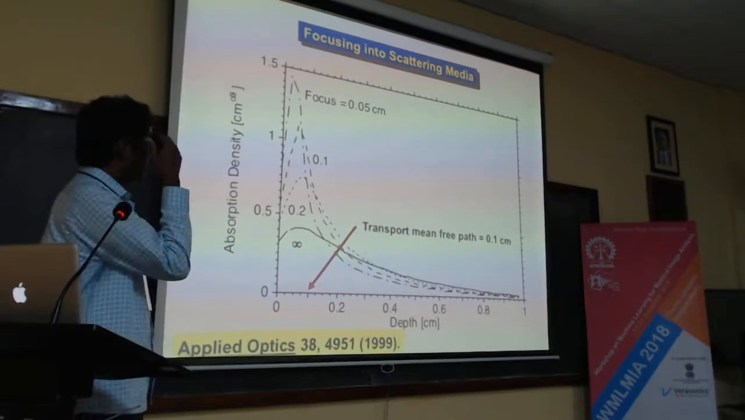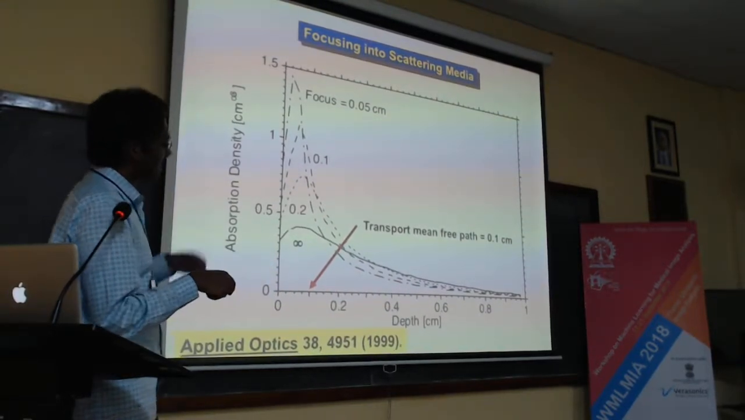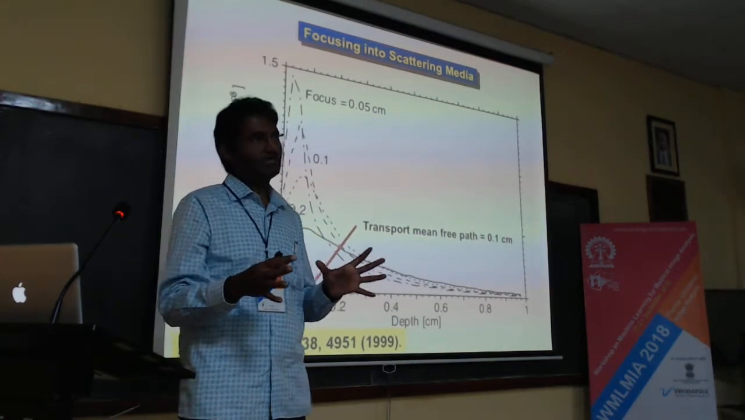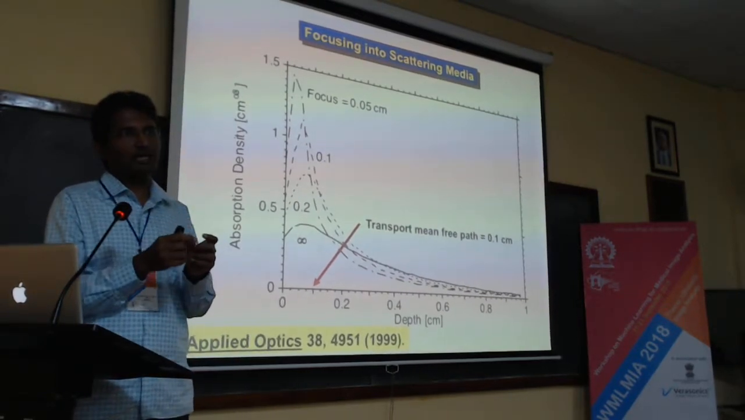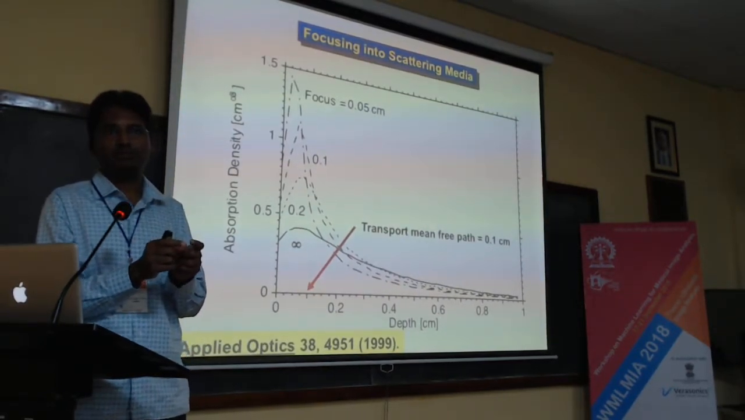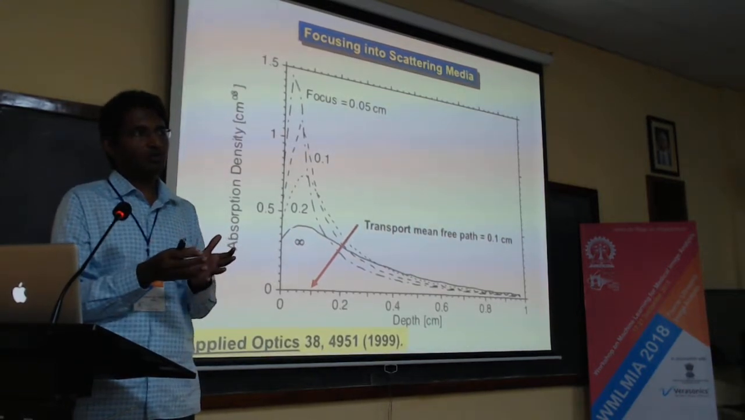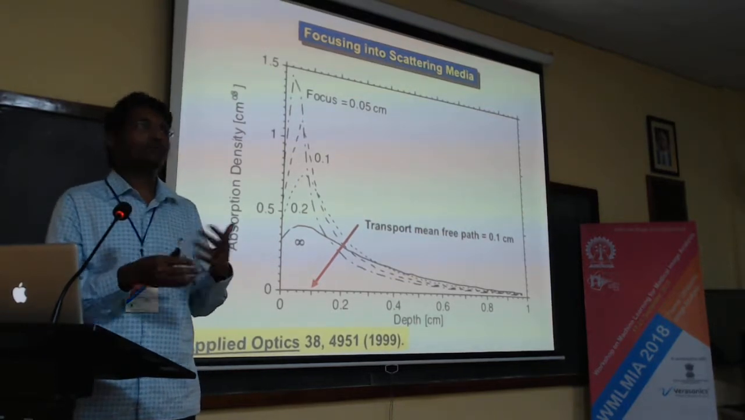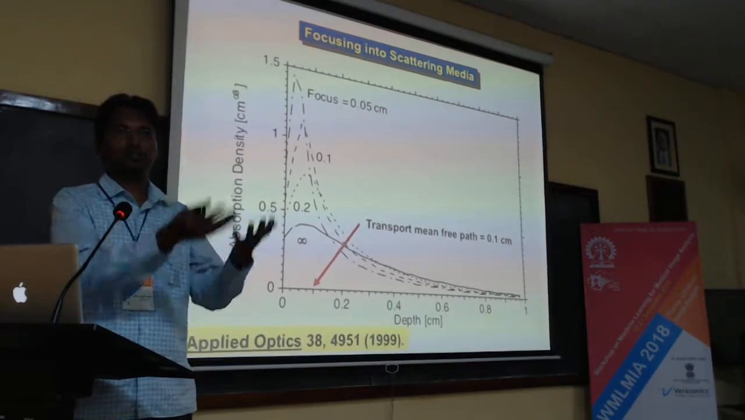Now again, we call it something called the transport mean free path. What we are talking about is that tissue has a lot of scattering, and we want to focus on a particular area so that we can get a very good resolution. So it's called focusing into the scattering media. When you focus into the scattering media, you are making a transport free path without scattering, and whatever information you get is what has the highest resolution.